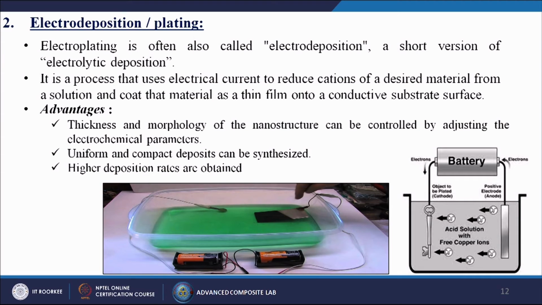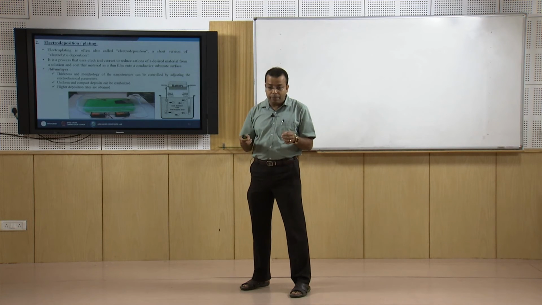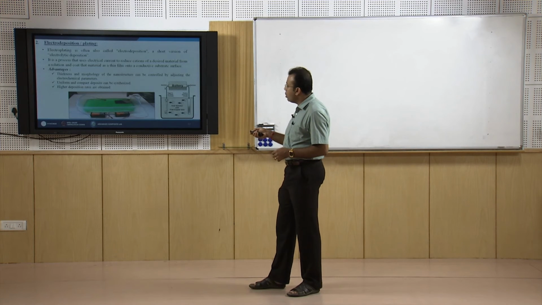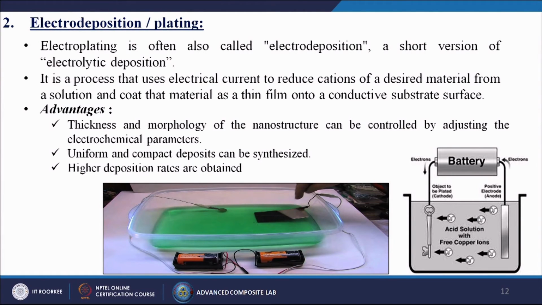Electroplating is often also called electrodeposition, a short version of electrolytic deposition. It is a process that uses electrical current to reduce cations of a desired material from a solution and coat the material as a thin film onto a conductive substrate. There are some advantages too. Uniform and compact deposits can be synthesized because by controlling the time you can increase or decrease the thickness of that particular coating. Also high deposition rates are obtained if you go for a longer time.